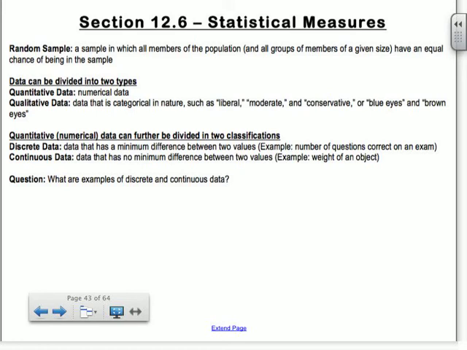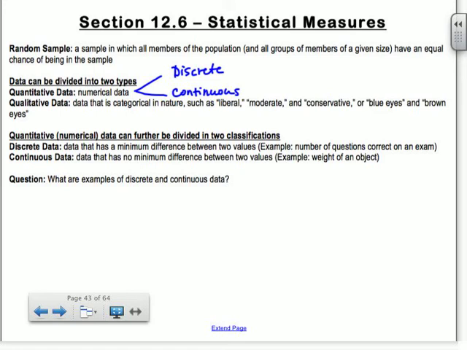All right, so then quantitative data breaks into two different things. So that breaks into discrete and continuous. So it's qualitative, it just is qualitative. We don't break it into any more.